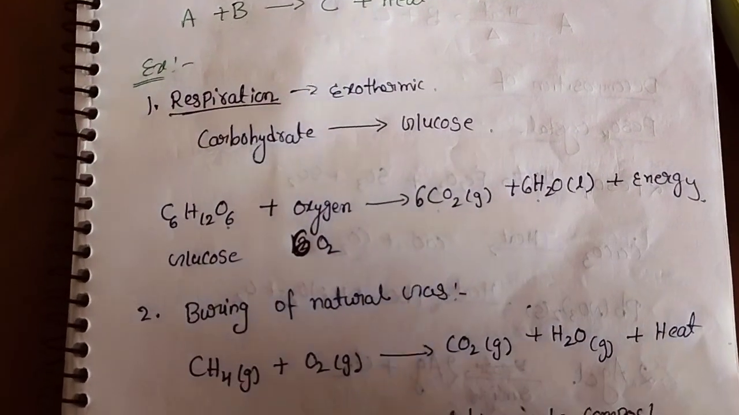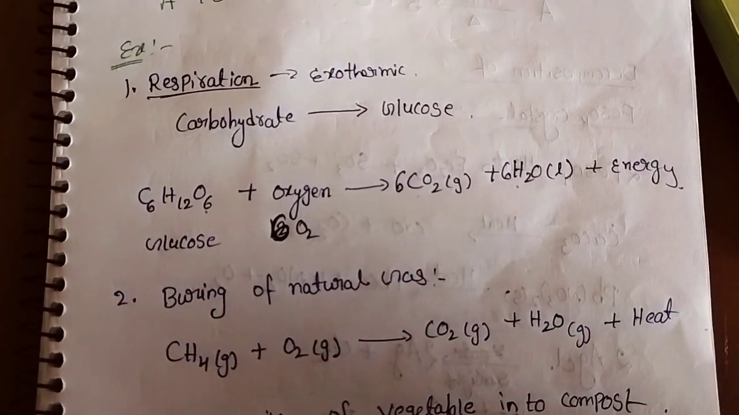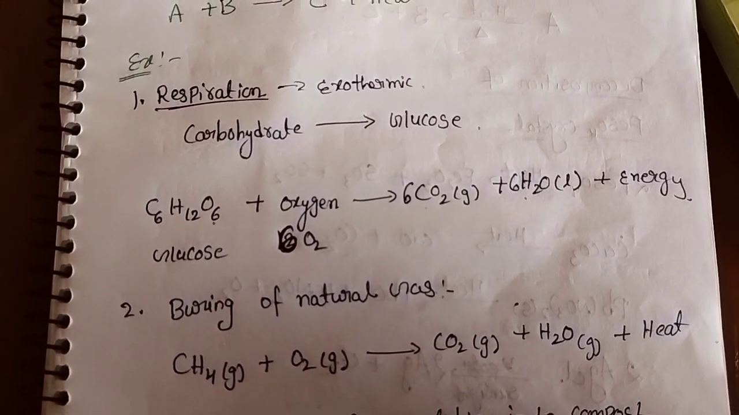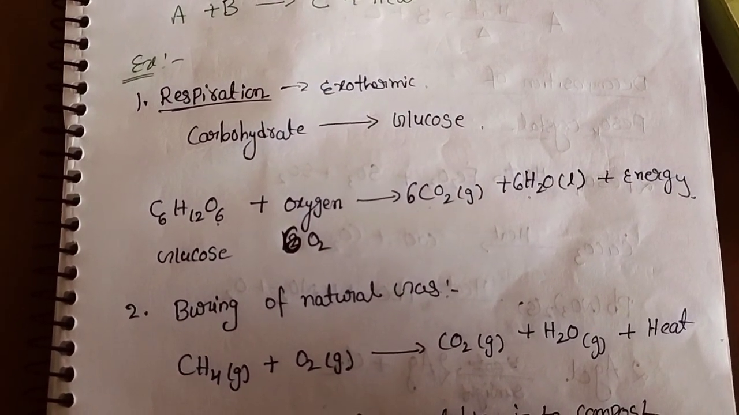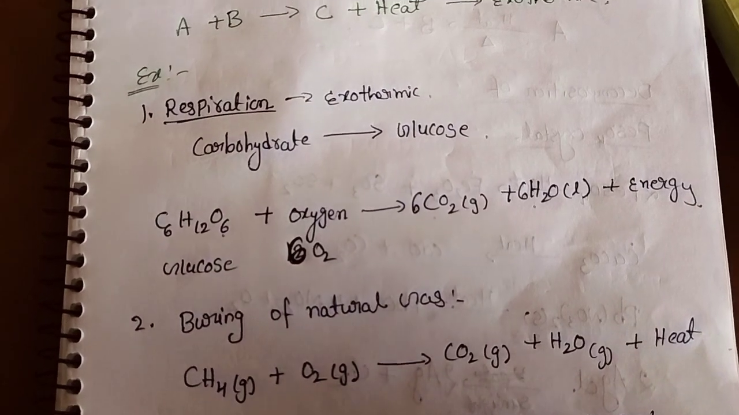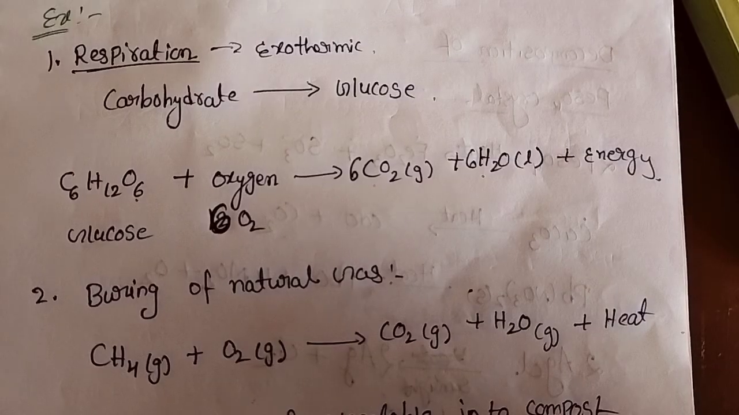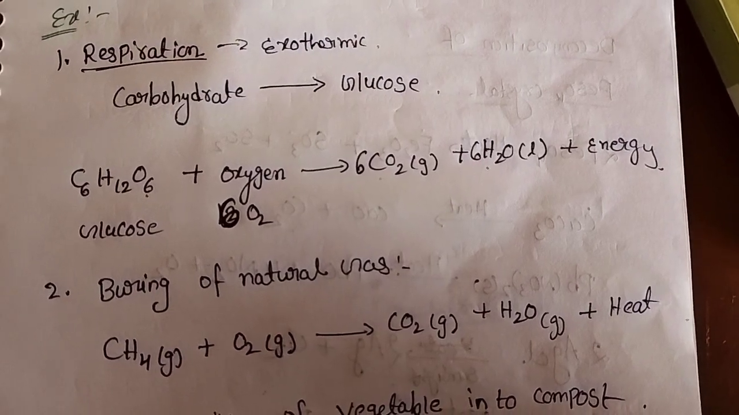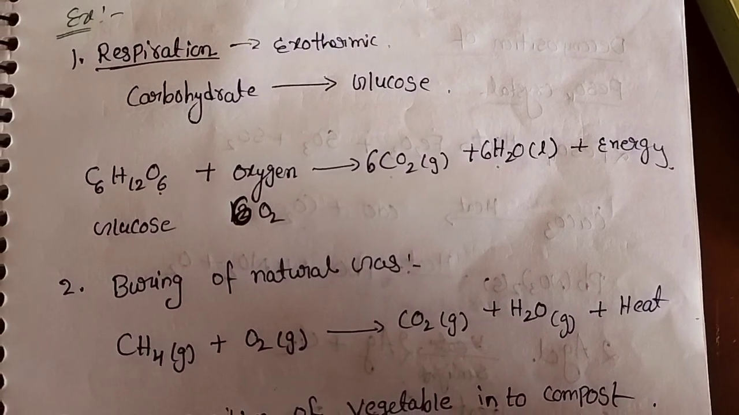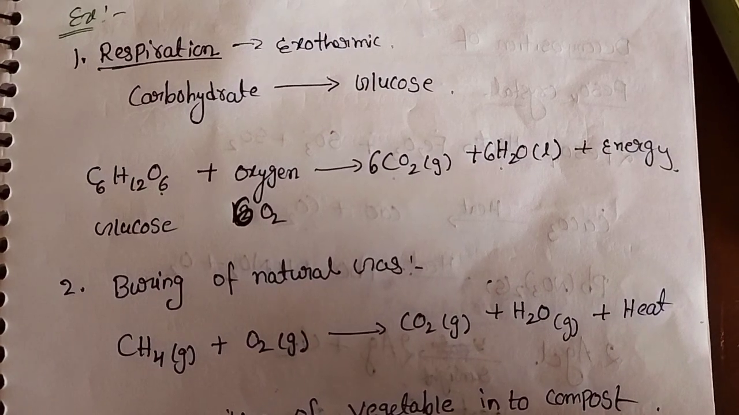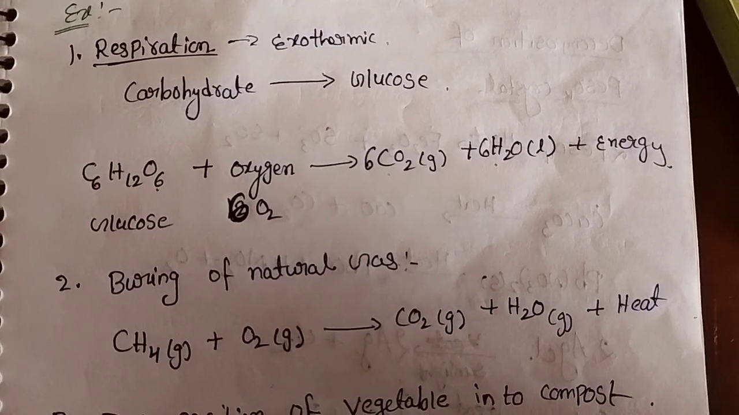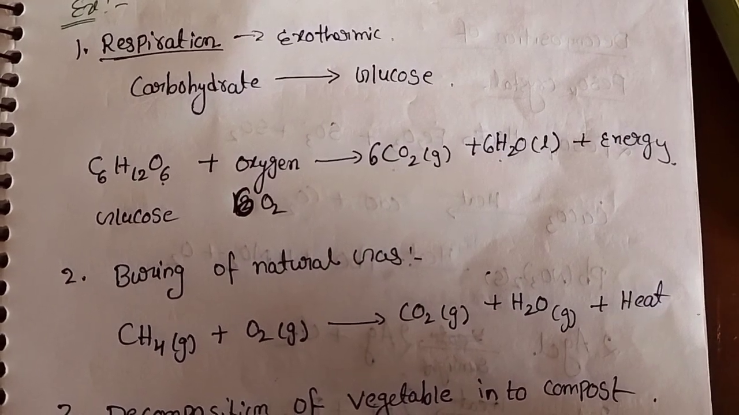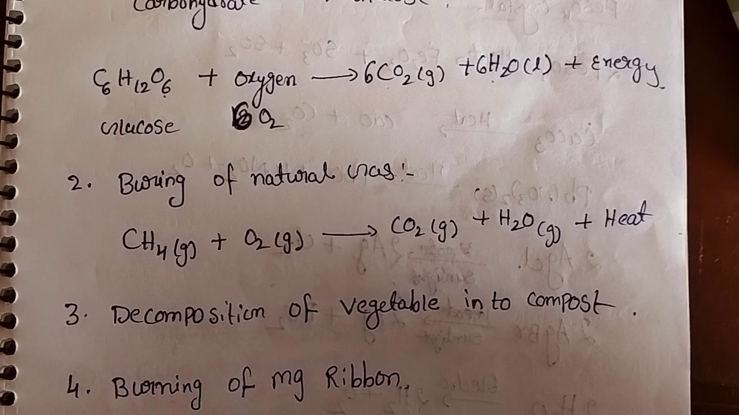So examples of exothermic reaction: first is respiration. Respiration means what? It is the reverse of the photosynthesis reaction. Okay. So here glucose plus oxygen combine to form CO2 gas, carbon dioxide gas, and water along with heat.